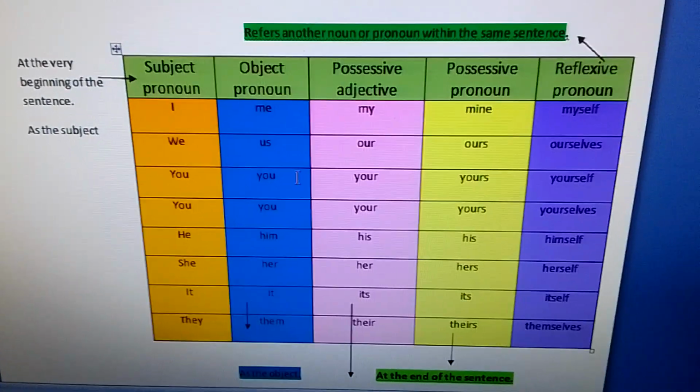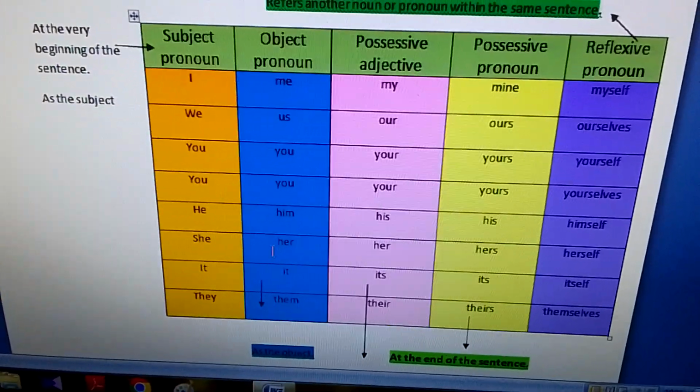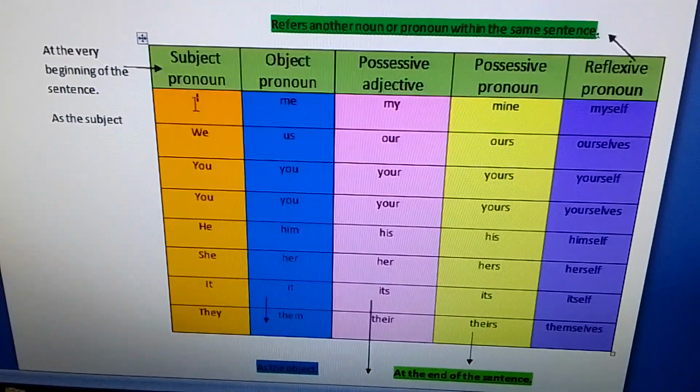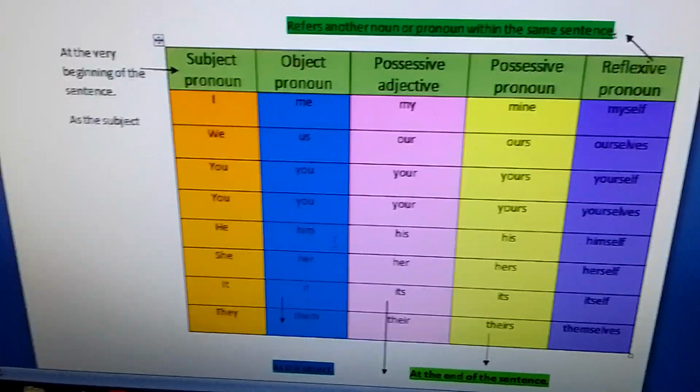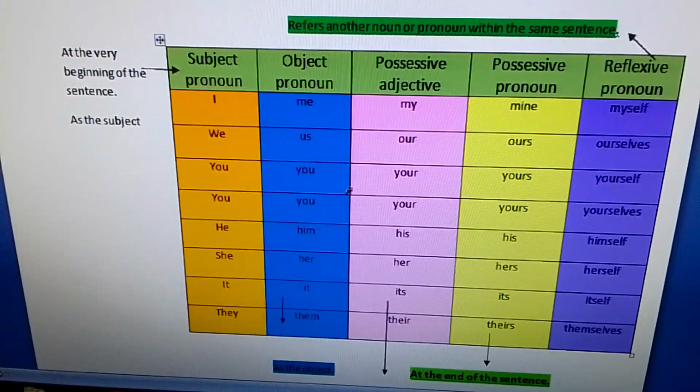The second one is object pronoun. We can use the object pronoun as the object of the sentence. I like him. Him is the object of the sentence, right?